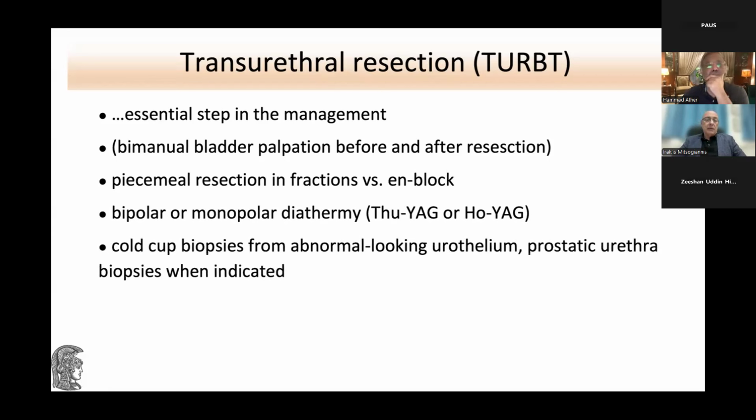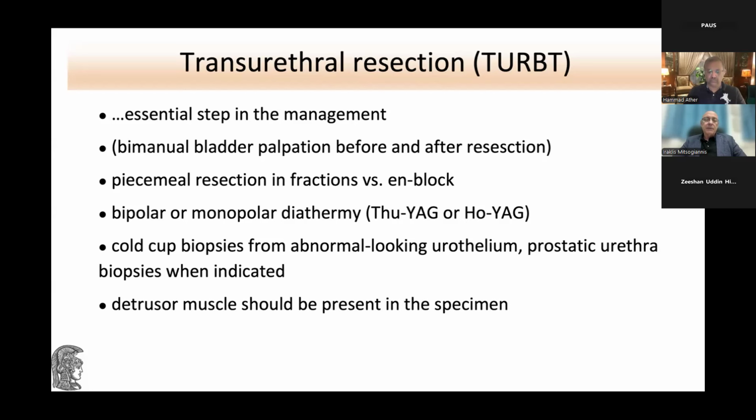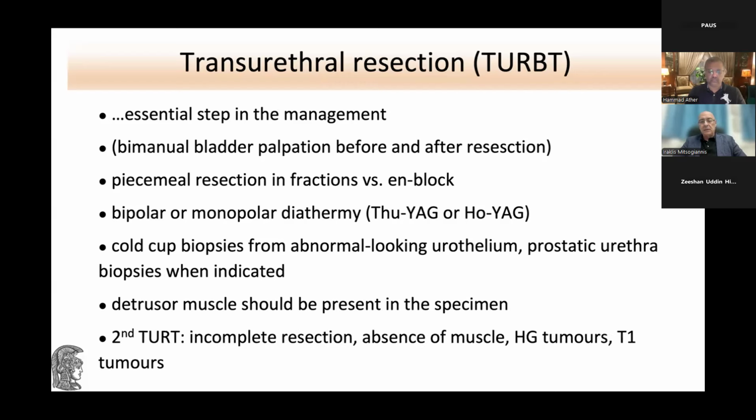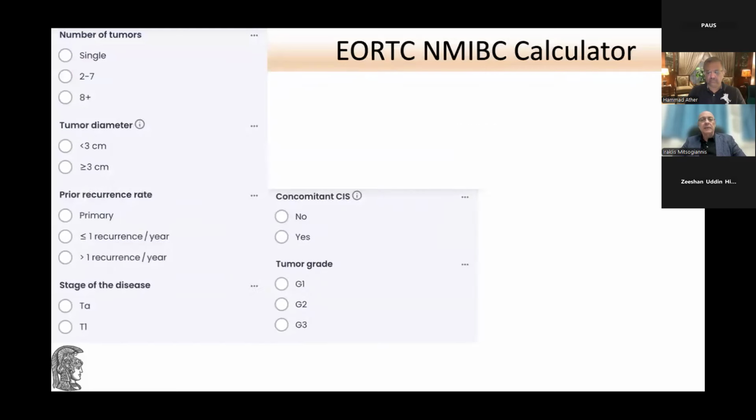We should take cold cup biopsies if we have an abnormal looking urothelium, and also prostatic urethra biopsies when indicated. And of course, the detrusor muscle should be present in the specimen. Otherwise, a second TURBT should be carried out, which is the case also in incomplete resection of the tumor, in the high-grade tumors or the T1 tumors, as we all know that.